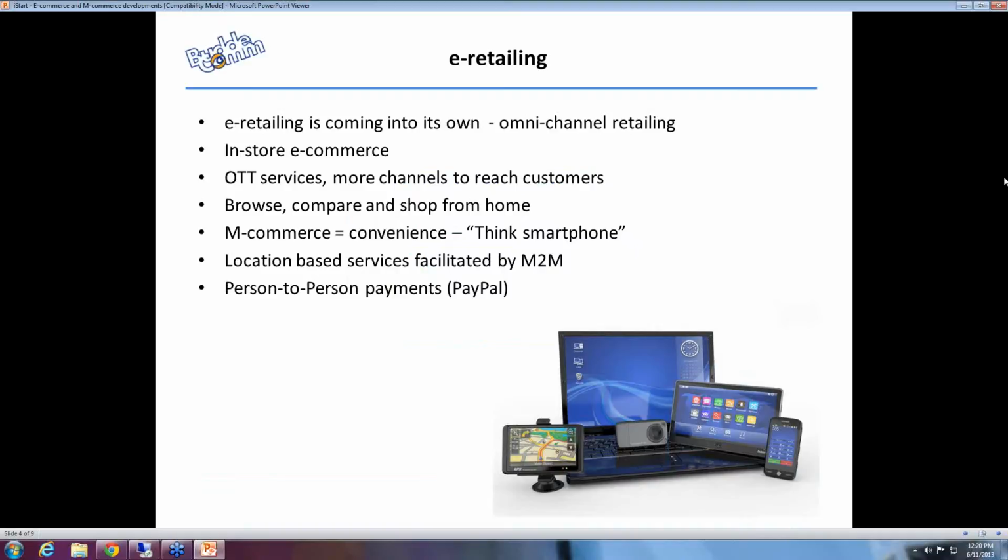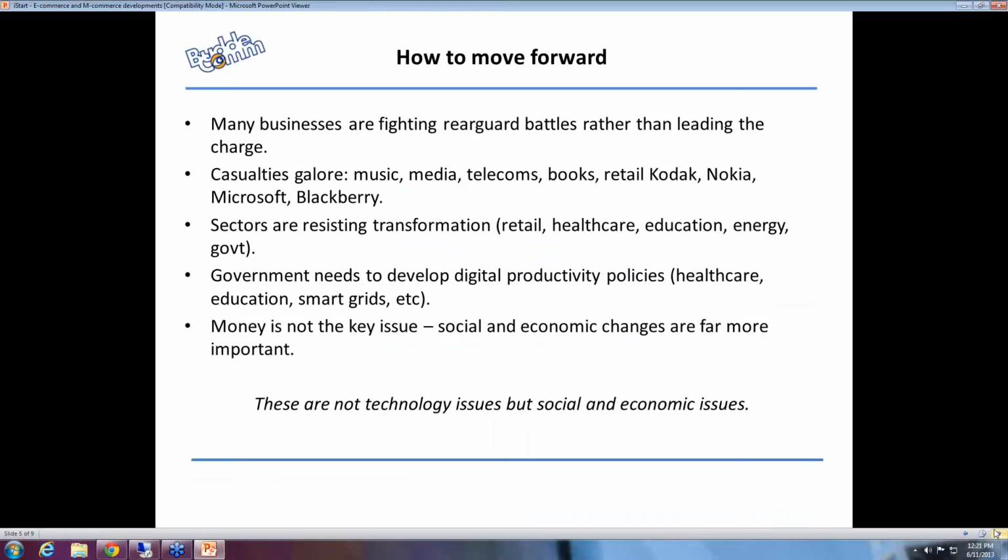You'll get location-based services, you get M2M, machine-to-machine, where sensors are going to provide further information to customers in all sorts of different ways. Person-to-person payments are going to be possible with PayPal, so you can basically bypass banks, you can bypass shops and things like that. So all of these are critical in your assessment of where this market is going and how you're going to participate. So how are you going to move forward in this particular area?